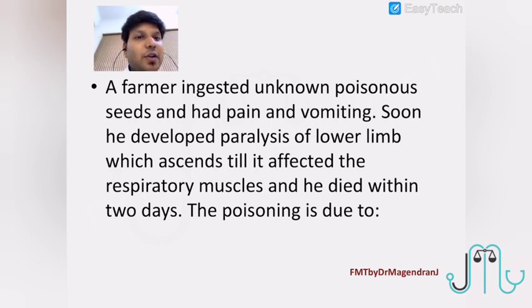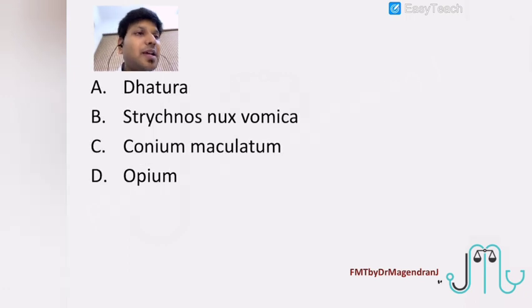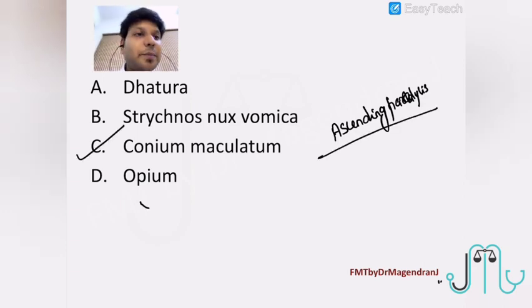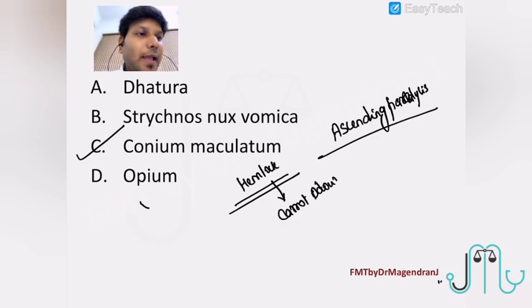A farmer ingested unknown poisonous seeds and had pain and vomiting. Soon he developed paralysis of the lower limb, which ascended till it affected the respiratory muscles. He died within 2 days. The poisoning is due to? The paralysis starts in the lower limbs and ascends upwards. Ascending paralysis. The only poison which you can think of commonly is Conium maculatum, hemlock. Right, this is the poison which causes ascending paralysis, and this is the one which has got a carrot smell. Hemlock.